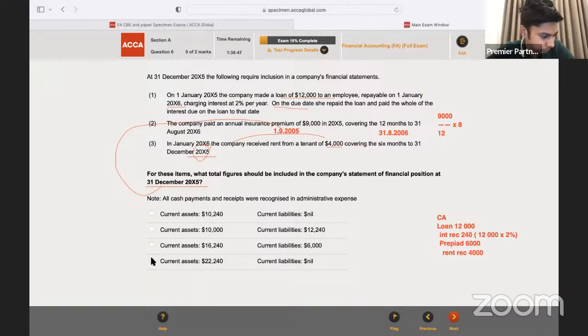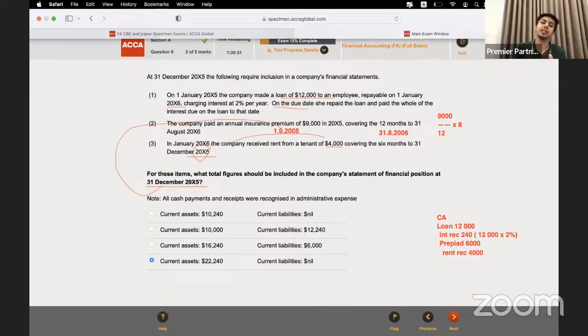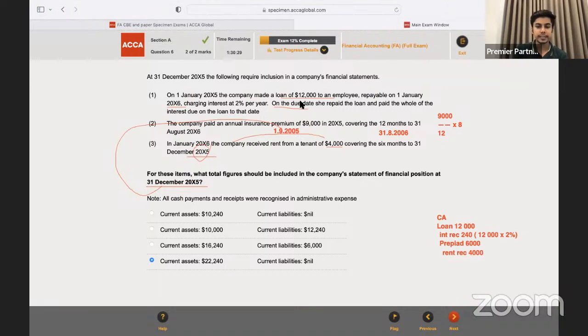So therefore, guys, now when we add everything, the correct option will become this one. Here, guys, loan 12,000, interest 240, prepayment 6,000 and rent 4,000. When you add everything, this should be the correct answer. Current assets 22,240. Current liabilities, nothing. No current liabilities in this question. The only tricky part, guys, is the first paragraph where you have to see the company made a loan. So the company making a loan means it becomes an asset for us. Right, please go through this part and see, guys, any doubts that you have, you can ask me. I'll clarify and go to the next question.